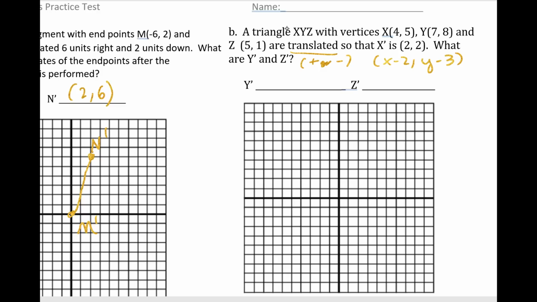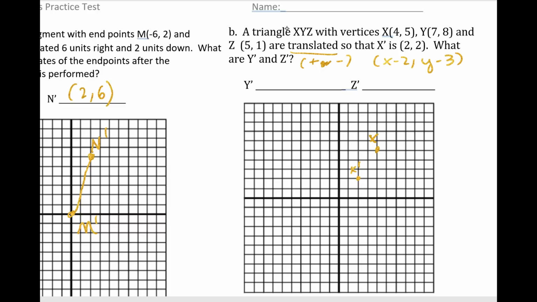Even if you graphed it and graphed (2, 2), then you would look at the image. I'm just going to graph the first image so you can see. So (4, 5). 1, 2, 3, 4. 1, 2, 3, 4, 5. That's X. All right, (4, 5). And then X prime becomes (2, 2). What did I do? I went left 2, down 3. What does this mean? Left 2, down 3. You could graph them and get the ordered pairs, but just for the sake of time, I'm not.